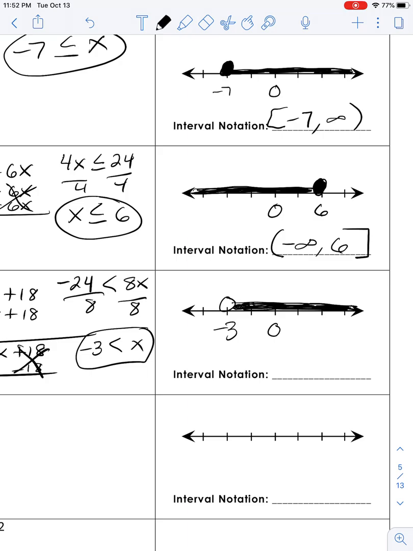All right, where does my graph start on the far left? It starts at the open circle, which is -3. Open circle means parenthesis. Where does it end on the far right? It ends at infinity, meaning the arrow, which is always a parenthesis.